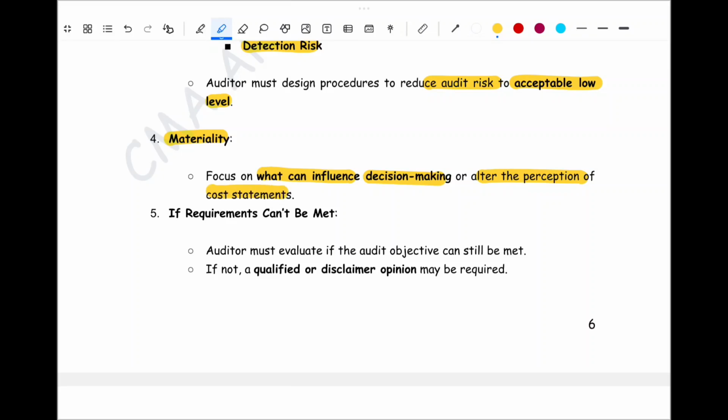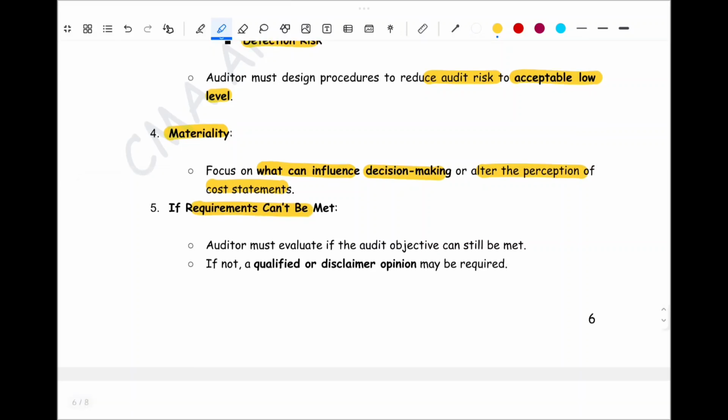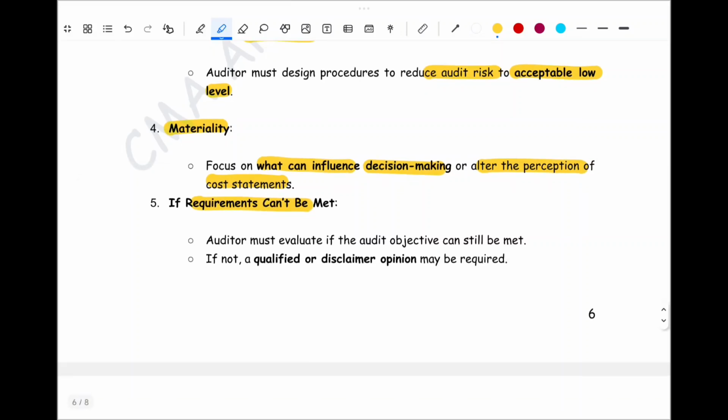That means materiality, which means the facts or matters that could influence the economic decisions of the management. That is materiality. If the requirement cannot be met, what should we do? That means what should the auditor do? Here the auditor is the cost auditor, that is always to be kept in mind while reading these cost auditing standards.